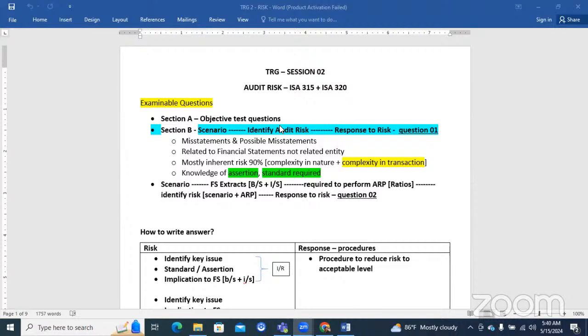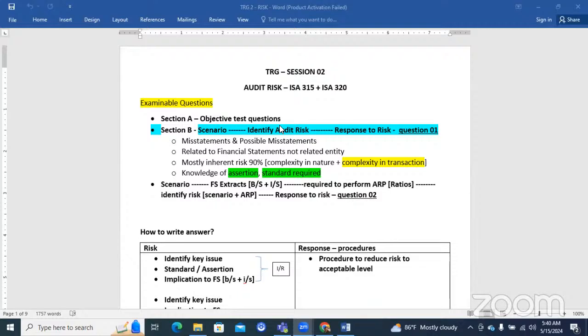Whether you are writing the answer for a confirmed misstatement or for a possible misstatement, that is based on your judgment. So it's your duty to identify the misstatements in the scenario as either confirmed or possible.